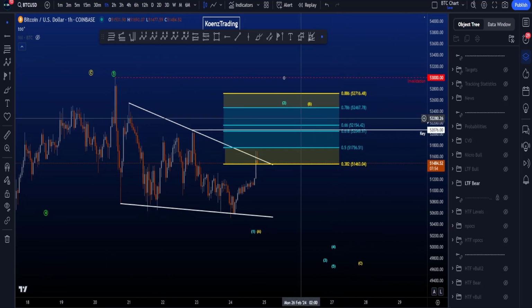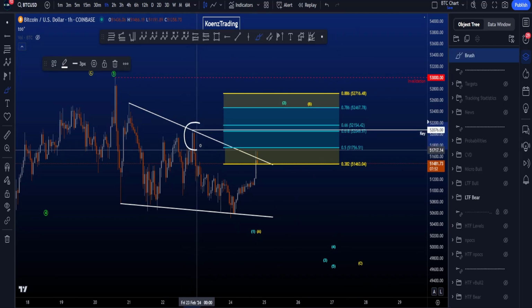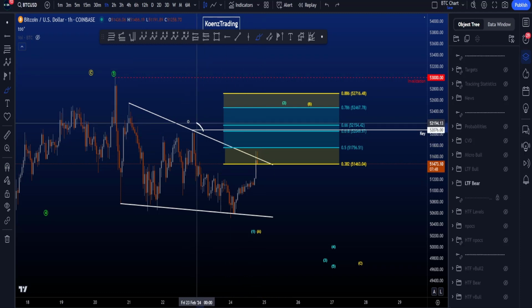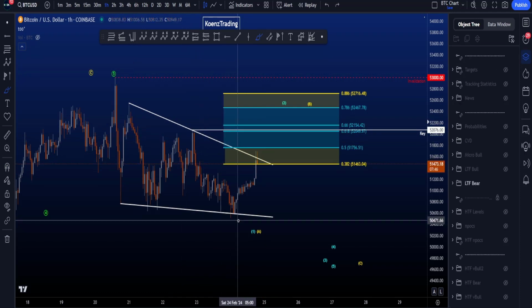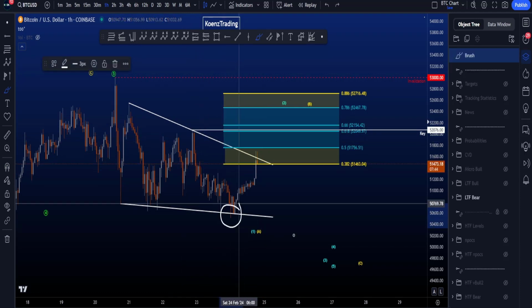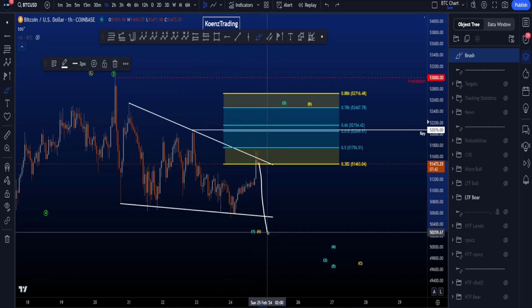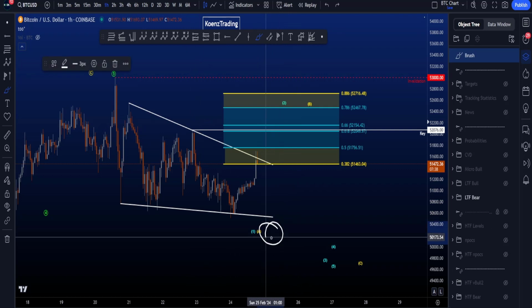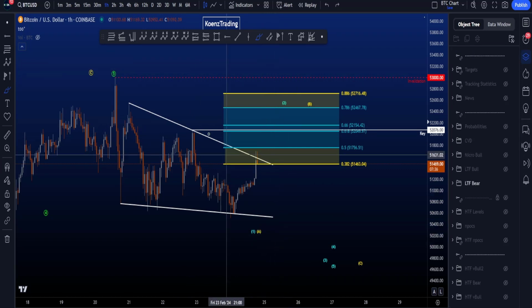What is important in this scenario is the key level, in other words, this high over here. If price moves towards the upside and takes this high, then the diagonal has to be finished and this has to be the low. If price makes one more low and then moves towards the upside and takes this high, then this low over here has to be the low. So this high is actually quite important.